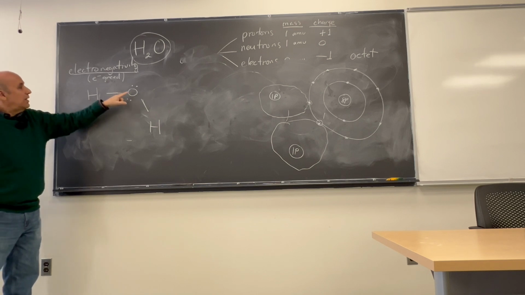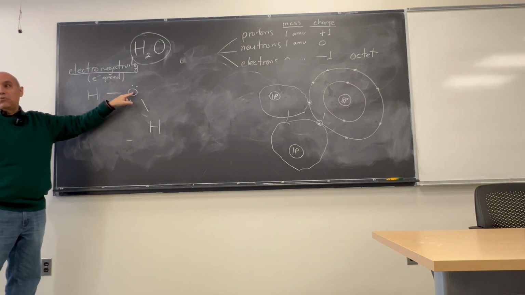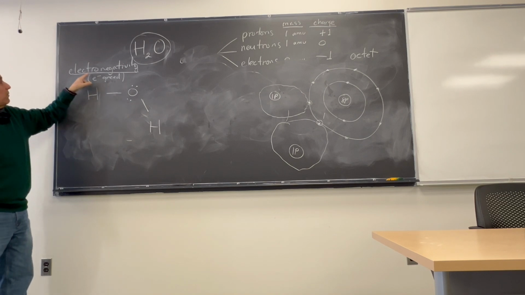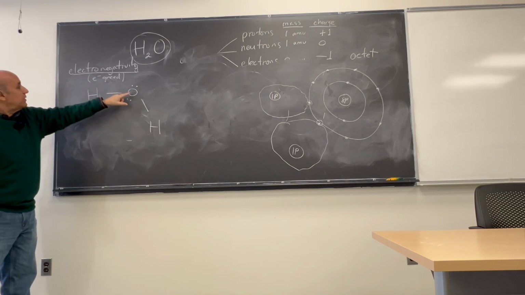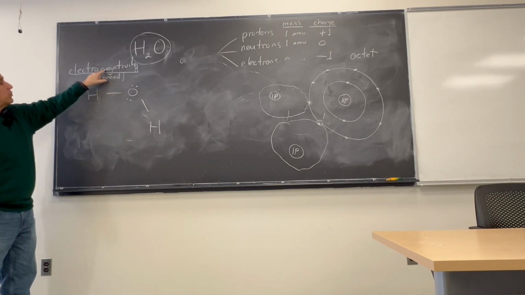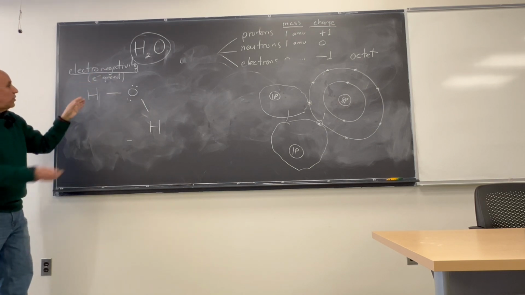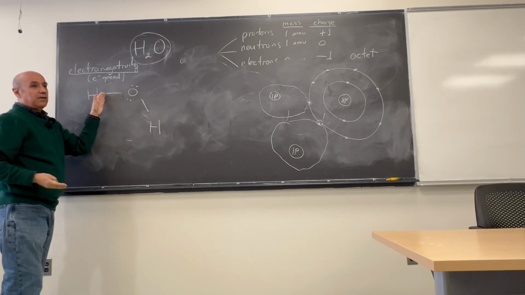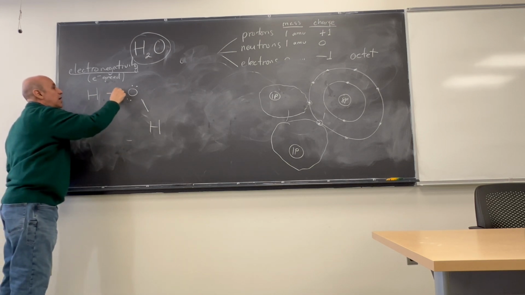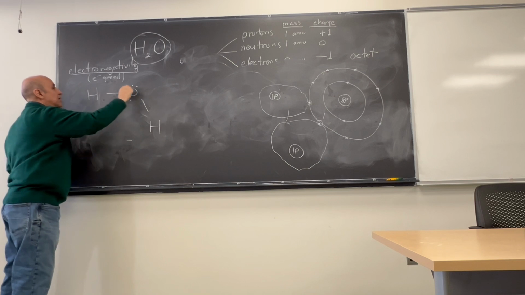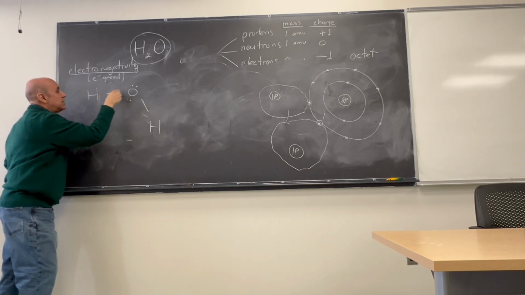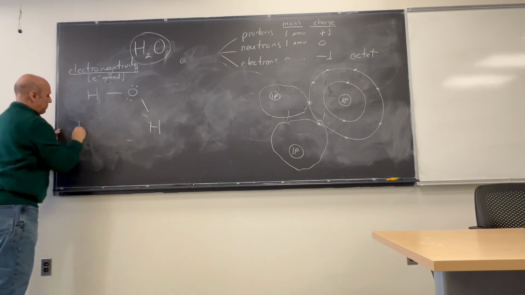In other words, oxygen is more electron greedy than hydrogen. I would say that in terms of chemistry, oxygen is more electronegative. So even though this pair of electrons is being shared, it's not being shared equally. The electrons spend more time closer to oxygen than to hydrogen. That creates a situation known as a polar bond.